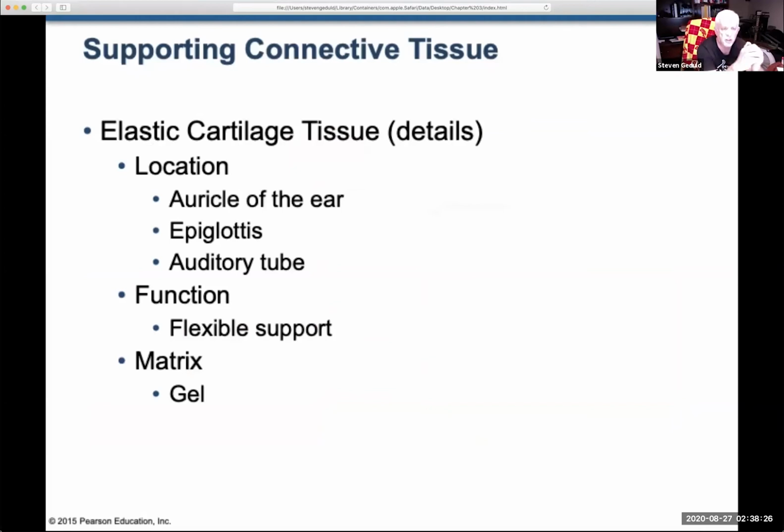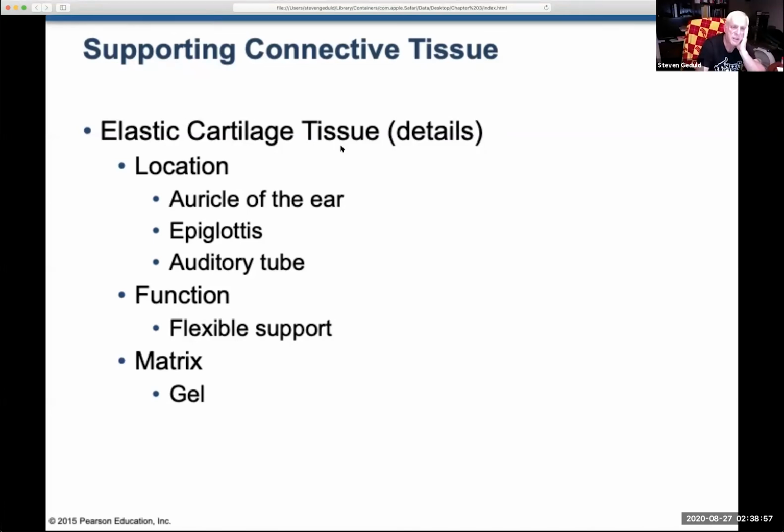Elastic cartilage is found in the auricles of the ear, the epiglottis, the tube that folds over the trachea, so when you're eating or swallowing, it doesn't go down your trachea into your lungs. And the auditory tube, which connects your middle ear to the pharynx in the back of your throat. It allows pressure to equalize behind your eardrum, so they don't pop or burst. And they're also for flexible support.